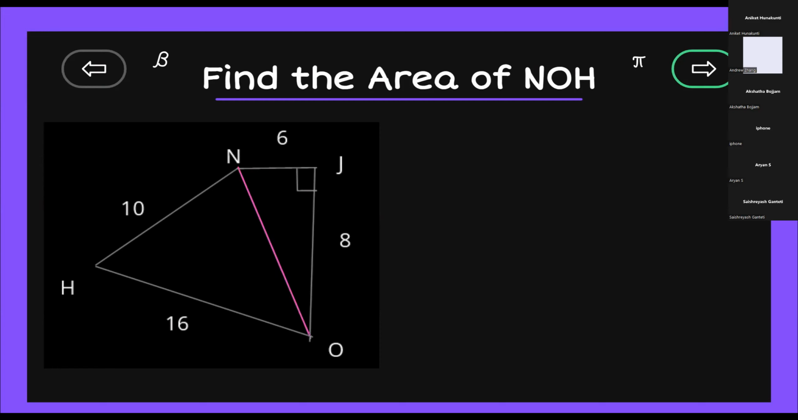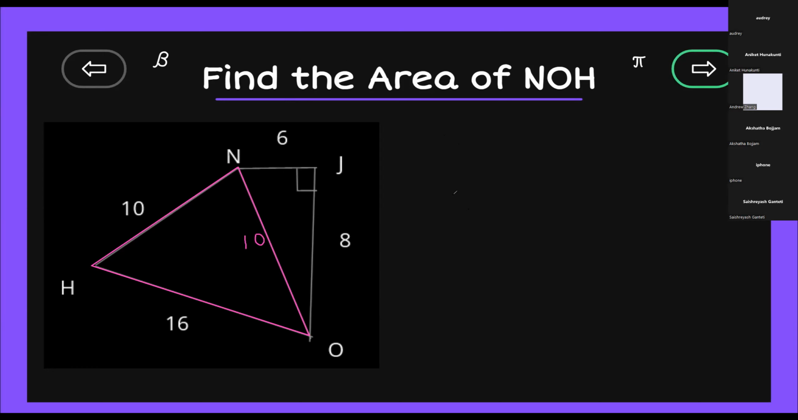Okay, remember that we are given that NJO is a right triangle with the angle J being 90 degrees. So NO is equal to the radical of 6 squared plus 8 squared. So it's just 10, right? Remember, we use the Pythagorean theorem to find that it's 10.